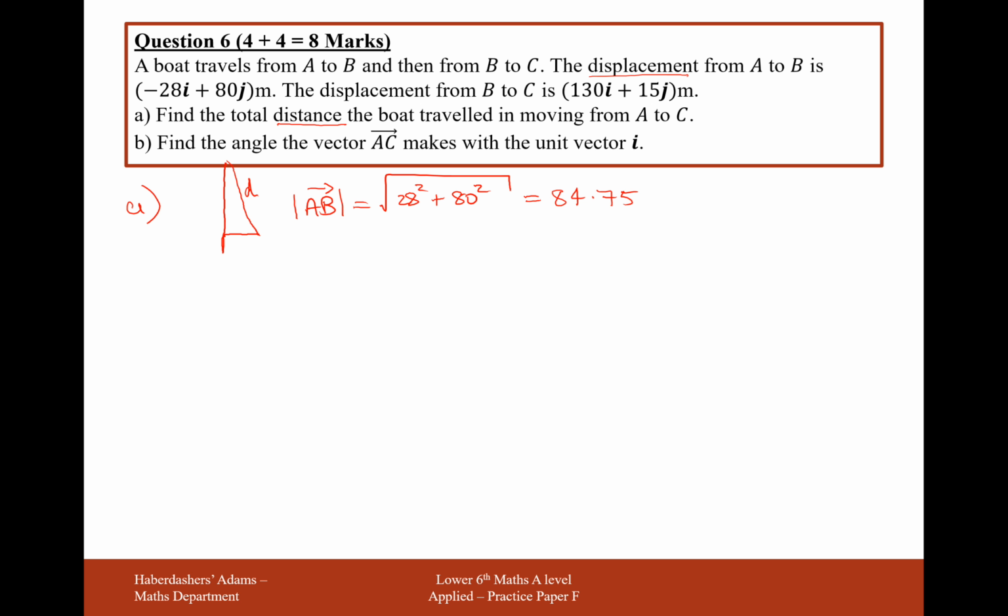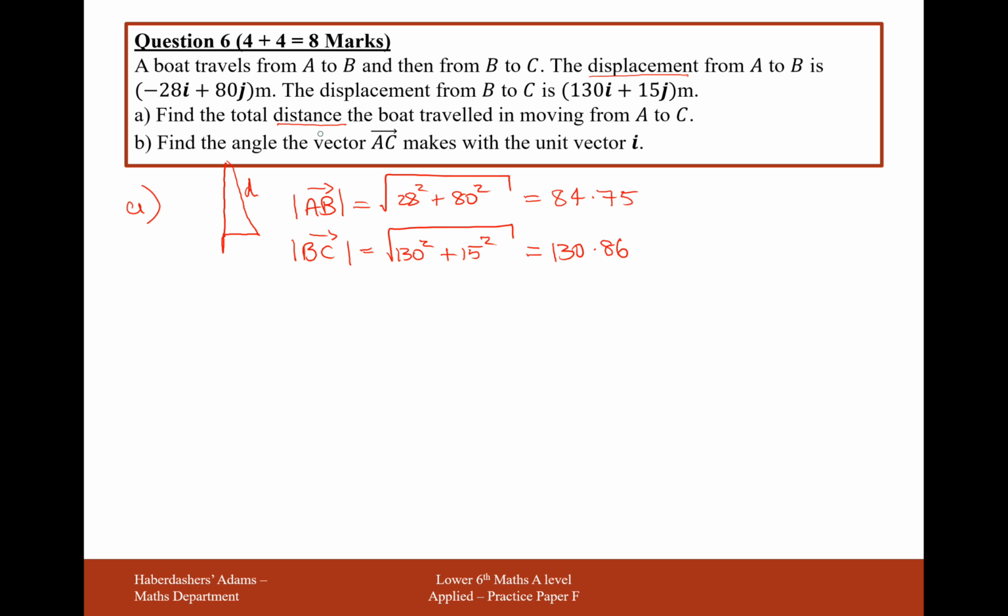So it's moved to B, and then from B it's moved on to C. So from B to C, the distance travelled there is going to be 130 squared add 15 squared, which is going to give us a value of 130.86.